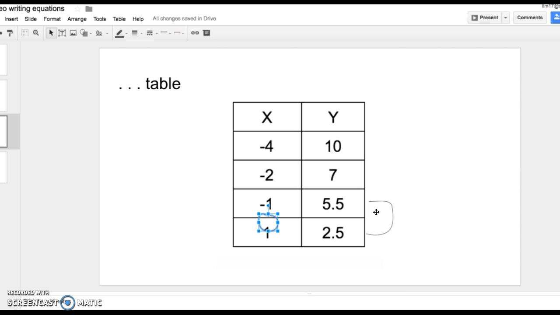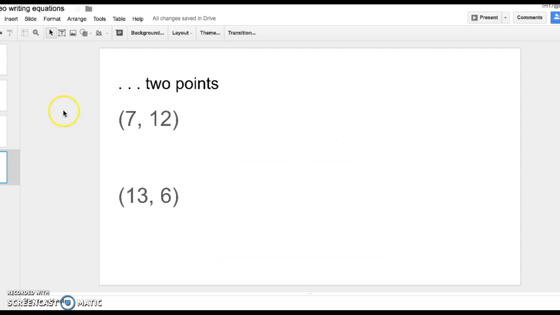Oop, might have given something away there. We can go down 1.5 from our previous y value and figure out that y-intercept, and I'll leave you to that. Our third situation is when we're given 2 points.